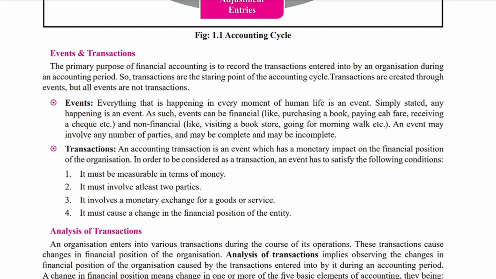That is what we call a transaction. There should be a monetary impact, as it said in our study material. There should be some kind of exchange of values so that an event can be a transaction. To put it simply, every transaction is an event, but not every event is a transaction. Okay, so that is it.